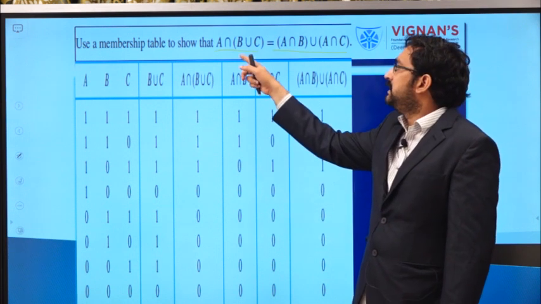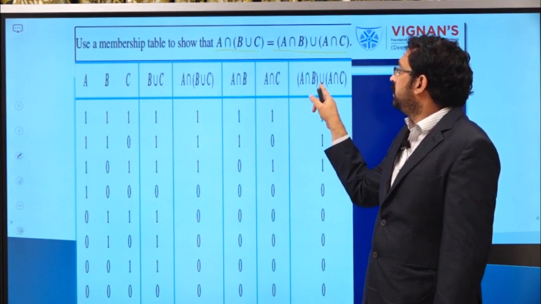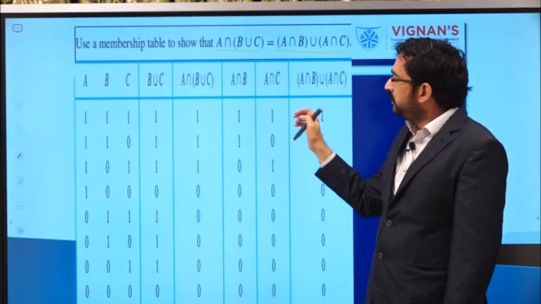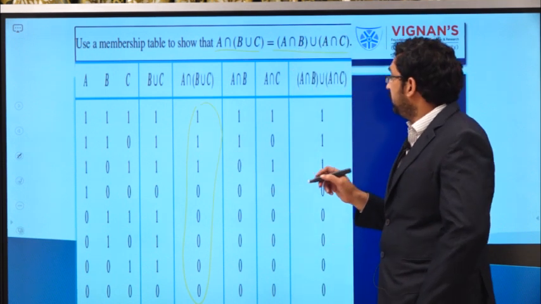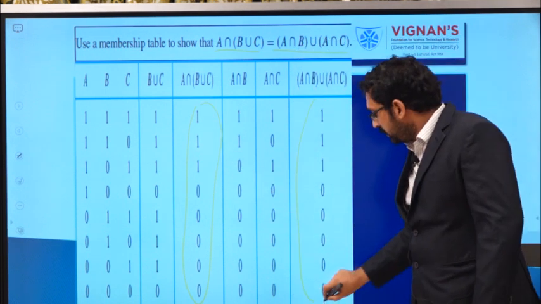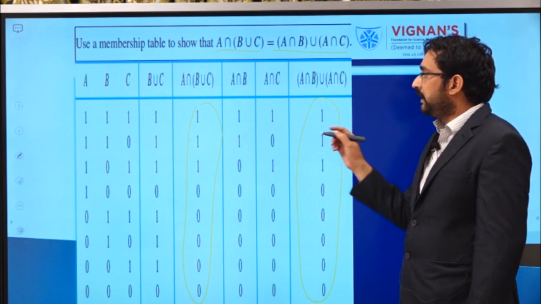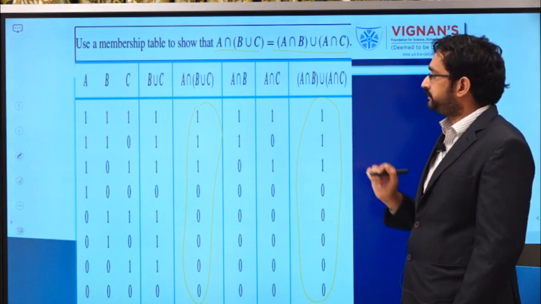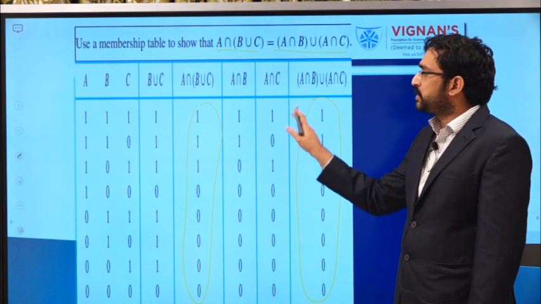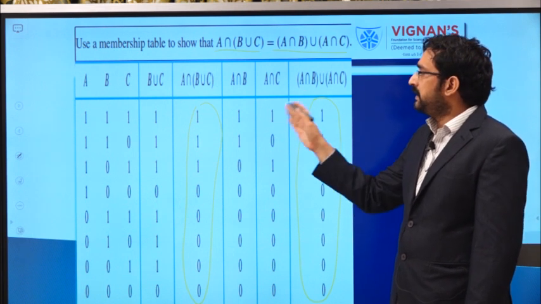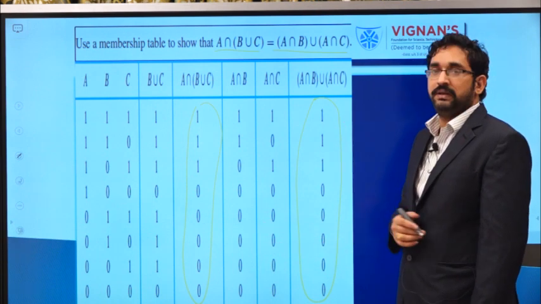What we have to show here is that A intersection of B union C must be equal to A intersection B union A intersection C. If you observe, all the values in A intersection of B union C are equivalent to all values of A intersection B union A intersection C. Hence we can say that both are equal. So using a membership table, by constructing this table, we have to prove that both value columns are the same. Then both are equal.